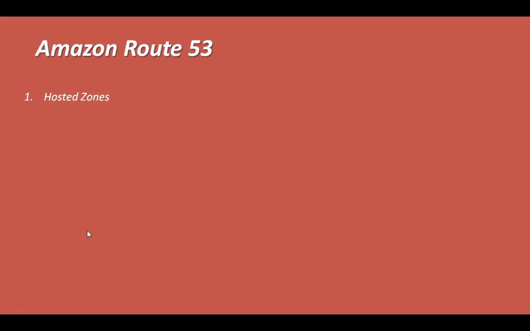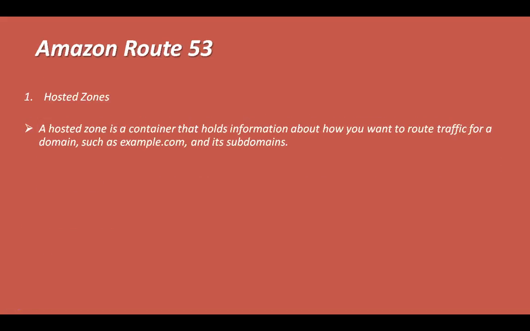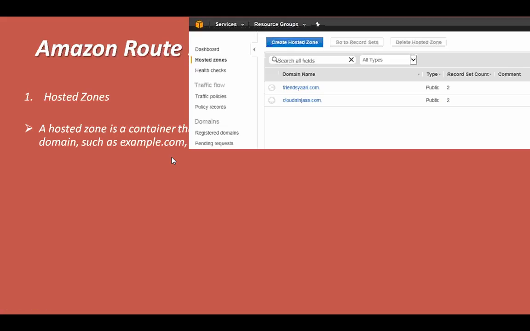So first is the hosted zone. A hosted zone is nothing but a container that holds the information about how you want to route the traffic for a particular domain, such as example.com or cloudninjas.com. So let's see the snapshot. This is the snapshot which I have taken for your reference. These are the two hosted zones which I have created, friendsjari.com and cloudninjas.com, and their type is public.